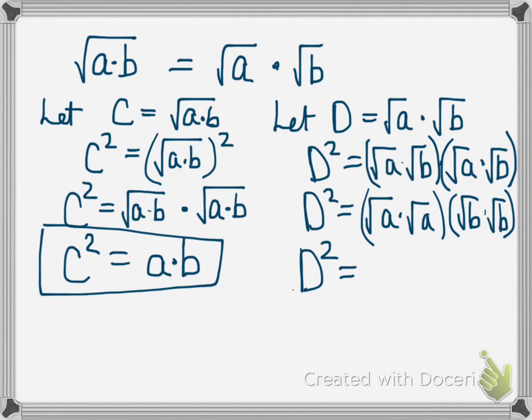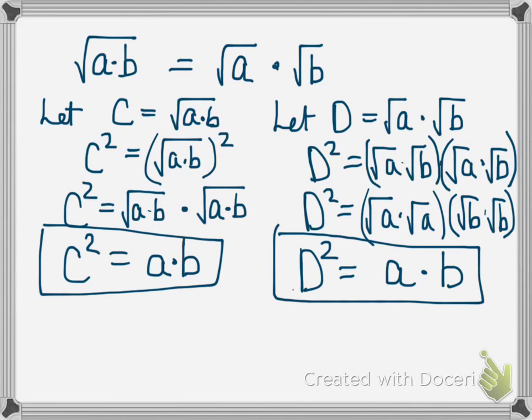What's square root of A times the square root of A? Well, it's just A, isn't it? Because that's the definition of square root. And what's the square root of B times the square root of B? Well, it's just B. Okay, so now I have D squared is equal to A times B.